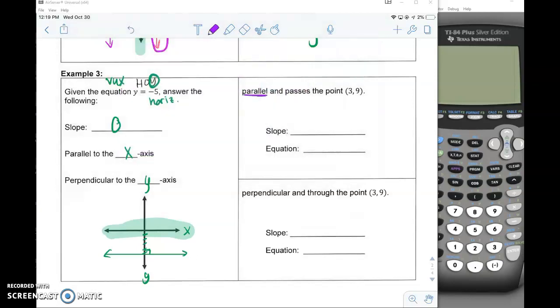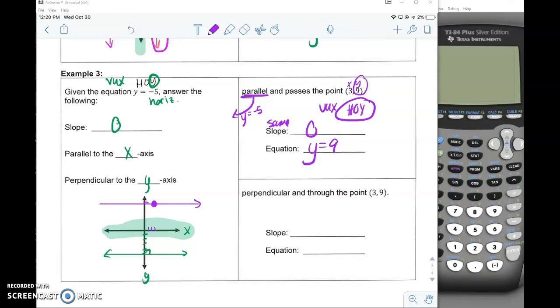I now need an equation that is parallel to y equals negative 5 and goes through the point 3, 9. Parallel, we should have the same slope, so our slope is still 0. And if I think vux hoy, slope is 0, this line still has to be horizontal. It is a y equals equation. My y value is 9, so I have a horizontal line up here going through the point 3, 9.